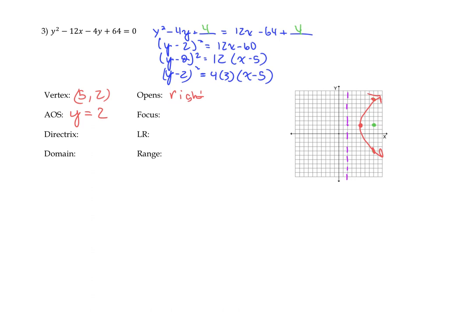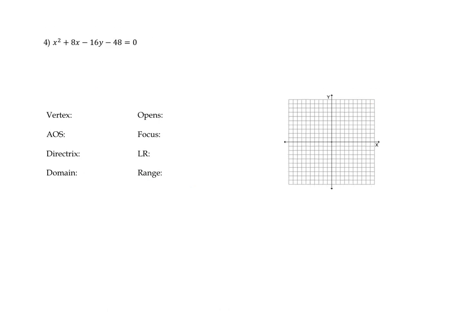Now I can go and get that focus. That focus is over at 8, 2. The directrix is x equals positive 2. My latus rectum, or the focus width, is 4 times p, so that's 12. My domain is left to right, so left is the vertex at 5, and it goes to infinity. The range is bottom to top, which is arrow to arrow, so negative infinity to infinity. Okay, here's one not in standard form.